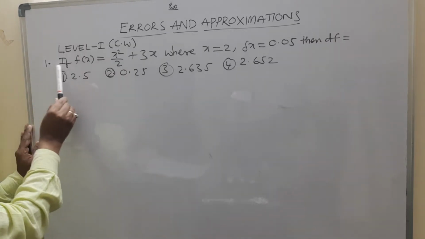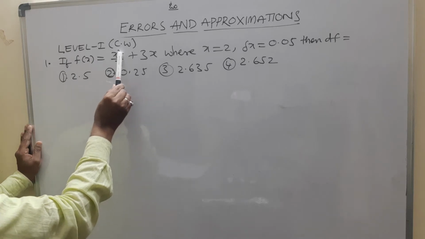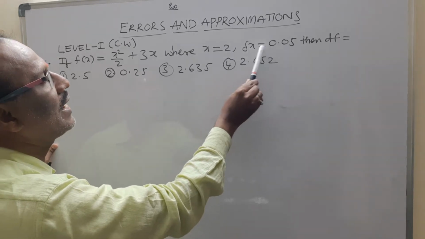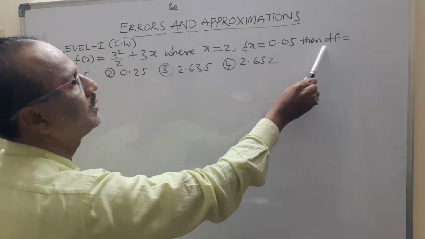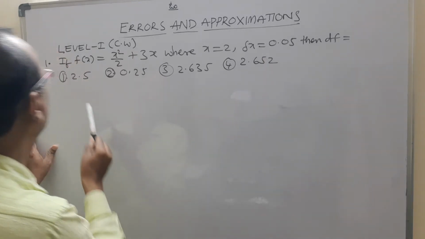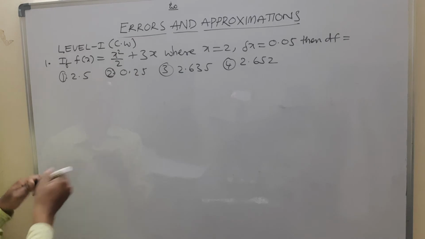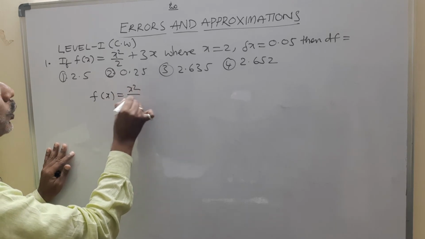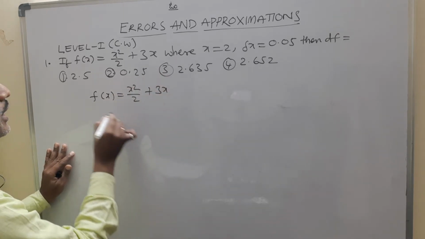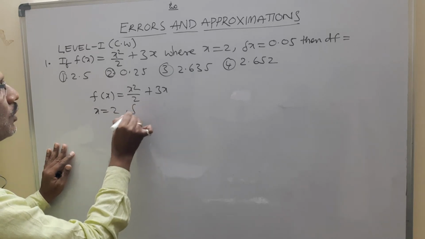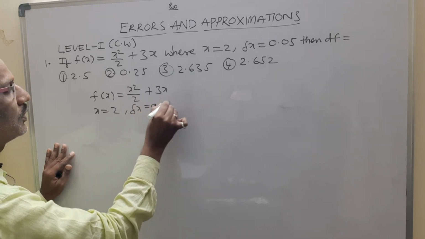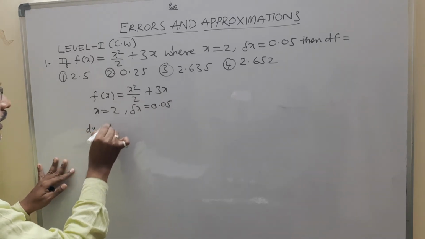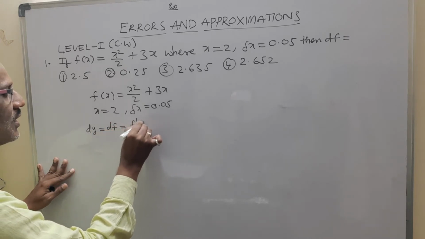Question number 1. If f of x equal to x square by 2 plus 3x, where x equal to 2, delta x equal to 0.05, then find df. Here the four options are given. In this question, f of x equal to x square by 2 plus 3x, x equal to 2 and delta x equal to 0.05. These are the given values. To find df, dy is equal to df is equal to f dash x into delta x.